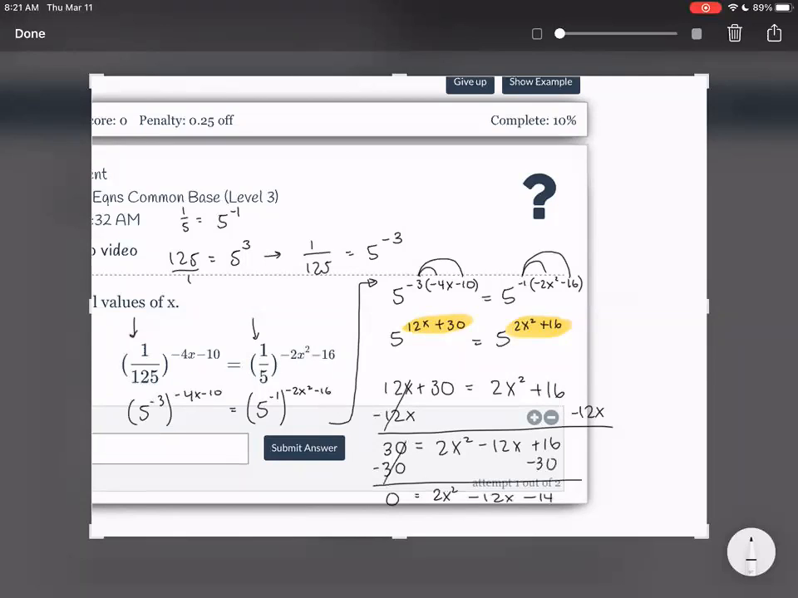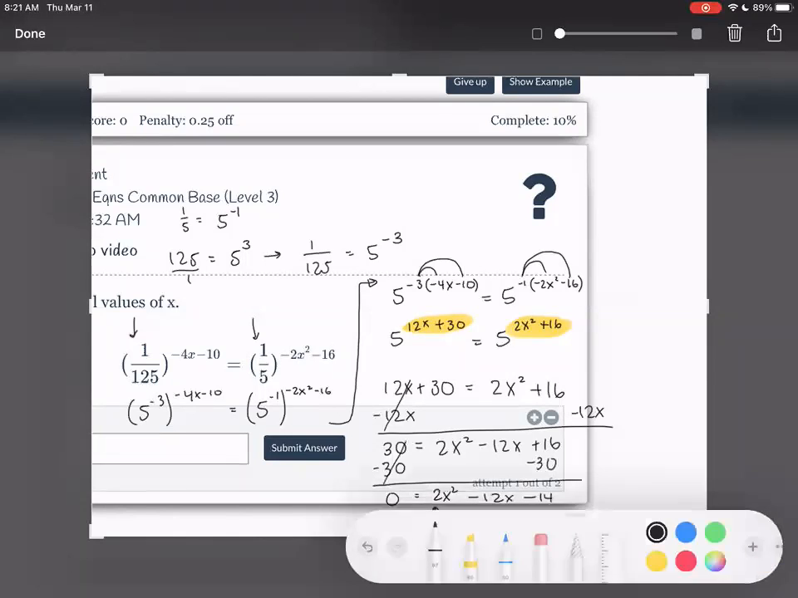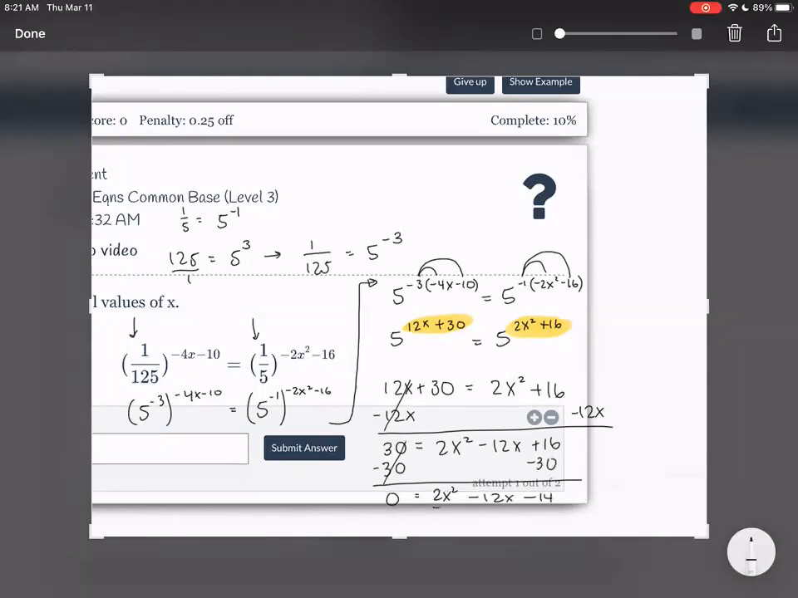And then notice that there's a 2 in front of our x squared. Let's actually divide that out so it makes it a little bit easier. Everything's divisible by 2 anyways. So once you divide 0 by 2, you're still going to get 0. And then 2x squared divided by 2 is just x squared. Negative 12x divided by 2 is minus 6x. And negative 14 divided by 2 is minus 7. So now we have this quadratic that we want to solve. So we have x squared minus 6x minus 7.